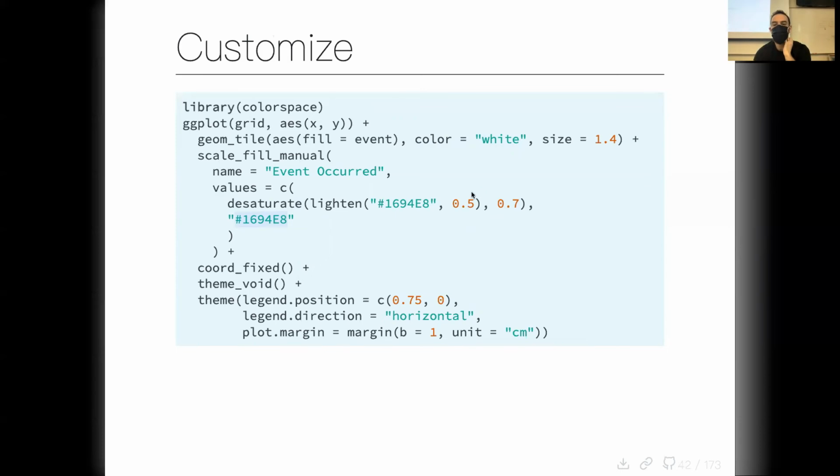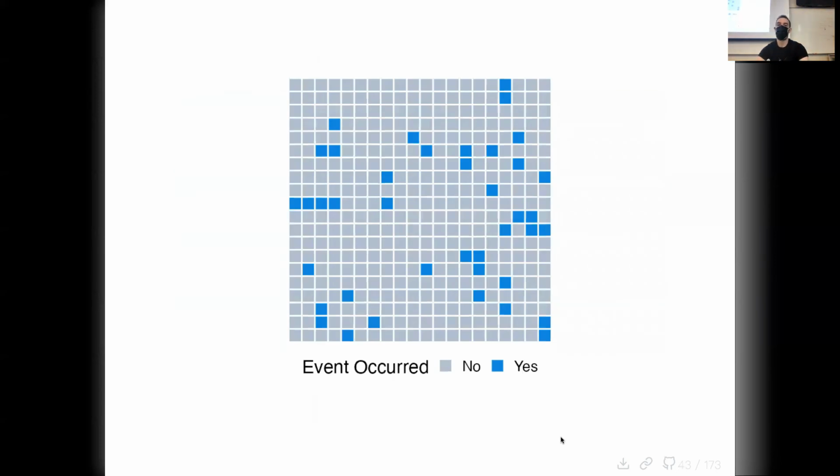These values, 50% and 70%, you might have to play around with depending on the color that you choose, but it gives you a good place to start, and then you end up with something that looks like this. So here I have now, did the event occur, yes or no? And you can see the blues are the yeses, so there's your 10% rate.